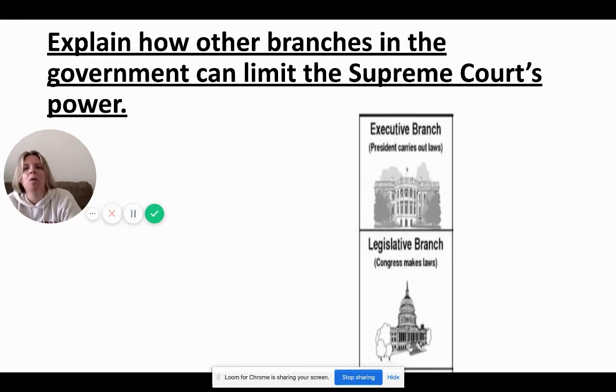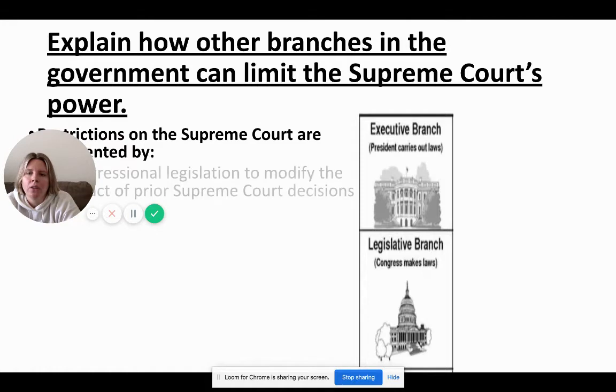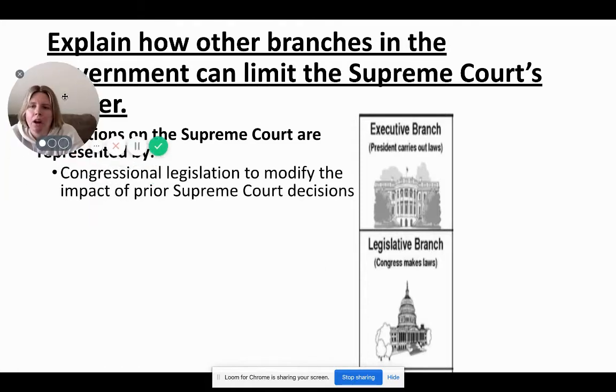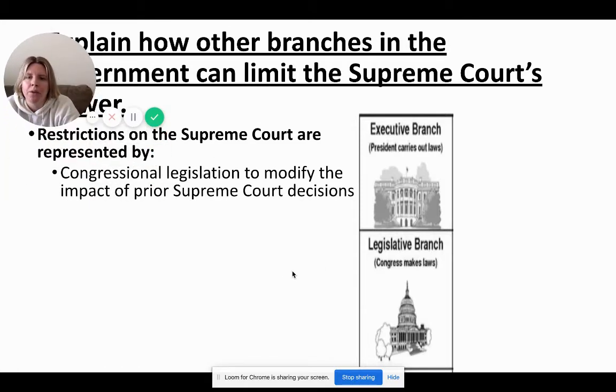Okay, explain how other branches in the government can limit the Supreme Court's power. So what are things that the Congress can do? What are things the president can do? Congress can pass new legislation to try to clarify. Technically, they shouldn't pass the same law over again. I mean, they could, but then the court would likely just overturn it again. But they could change it. They could tweak it. Sometimes the court can say, hey, we just don't like this part of the law. If you just change this piece, then we think it's constitutional, kind of thing.